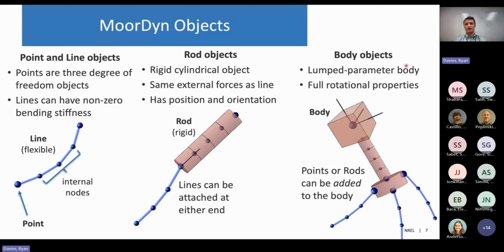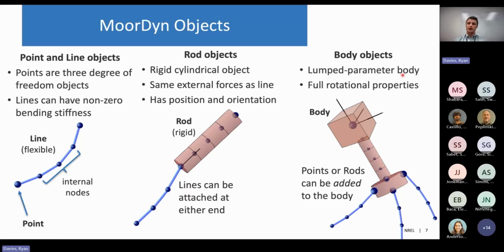Unlike points, rods are a 6 degree of freedom object, so they have knowledge of both their position in space and their orientation. Because they're a 6 degree of freedom object, they're able to pass bending moments from a line with bending stiffness into an object that they may be attached to. This allows us to really accurately simulate the hang-off points of dynamic cables and what's going on at those points.